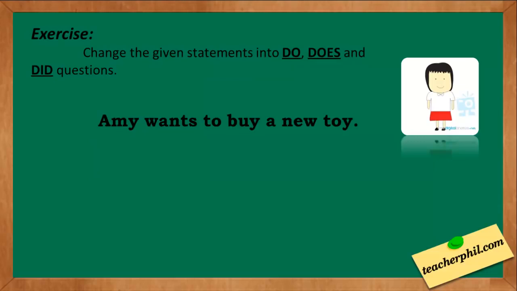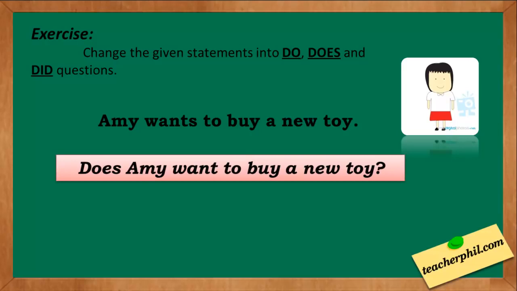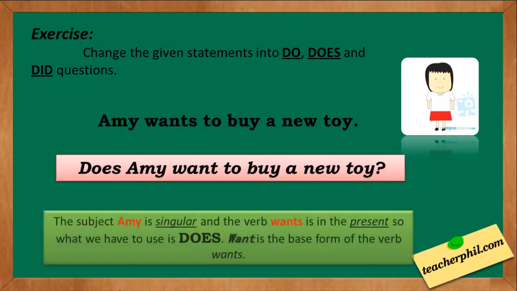For our exercise, change the given statements into do, does, and did questions. The first one, Amy wants to buy a new toy. The answer is, does Amy want to buy a new toy? Why? Because the subject Amy is singular and the verb wants is in the present, so what we have to use is does. Want is the base form of the verb wants.